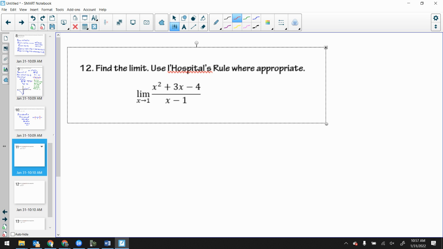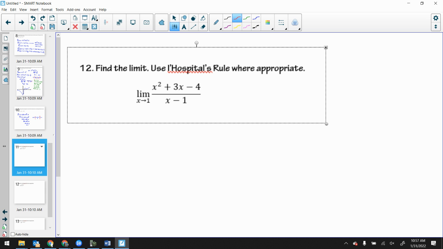For this one, find the limit, use L'Hopital's rule where it is appropriate. For all of these L'Hopital's problems, you need to show every time you use L'Hopital's rule that it is either a 0 over 0 or infinity over infinity, okay? I remember from last year, people were not showing that and they were missing half the points on all these L'Hopital's problems. What do I mean by that?